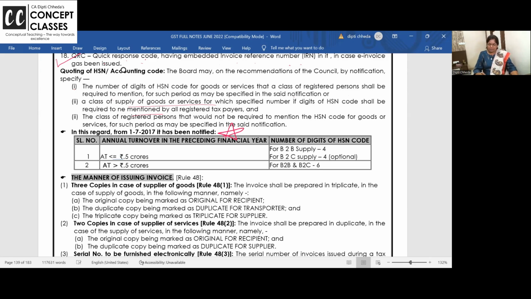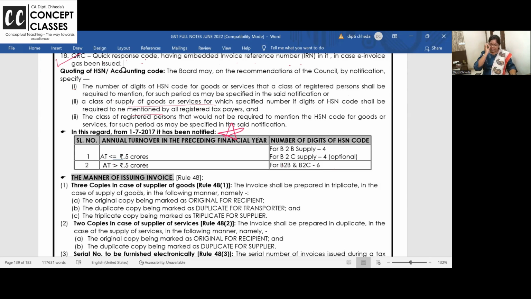This is important. If your turnover is less than or equal to 5 crores, then in B2B, business to business supply, 4 digit जरूरी है, B2C में 4 digit. If your turnover exceeds 5 crores, then B2B or B2C you need to issue 6 digit. Our own business, the turnover is more than say 15 crores, just an example. So we are having 6 digit HSN code for our every product, and there are more than 50 products. तो सबके HSN code ready हैं और वो कितने digit हैं? 6 digit.